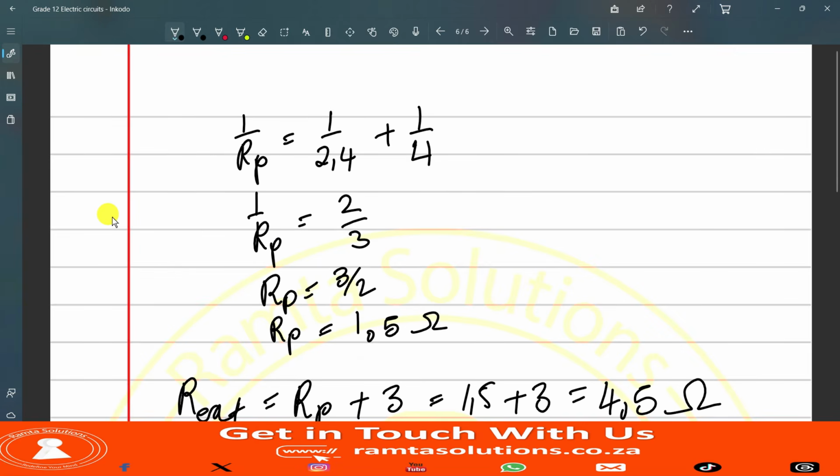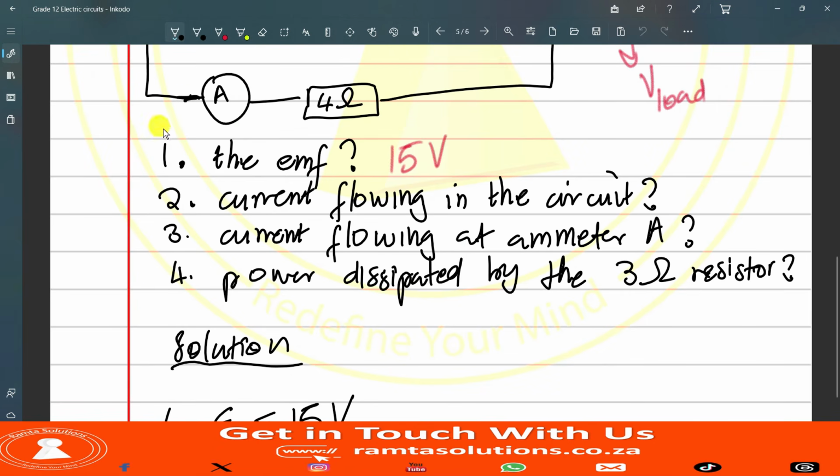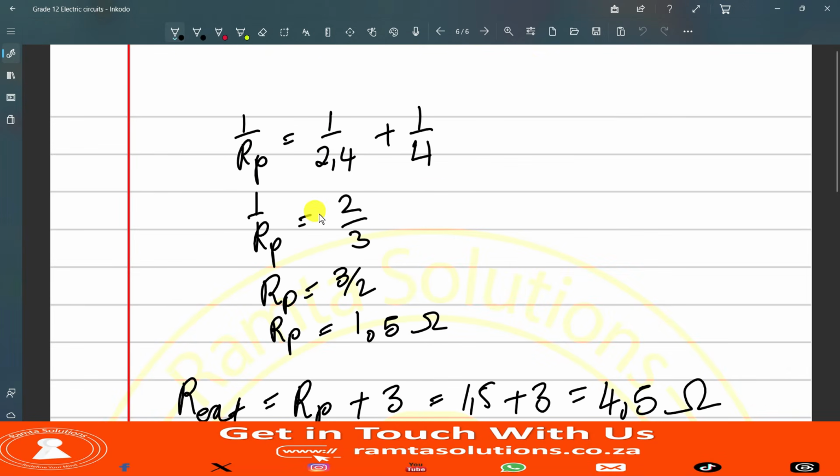Now the last question, I believe. Oh, did I skip? I think I skipped a question. Oh, I didn't. Okay, I'm gonna add a question. May I add question 5 here and say calculate internal resistance? Because it has always been what is, so this will be what is the internal resistance R. Okay. So we are done with current flowing at ammeter A.